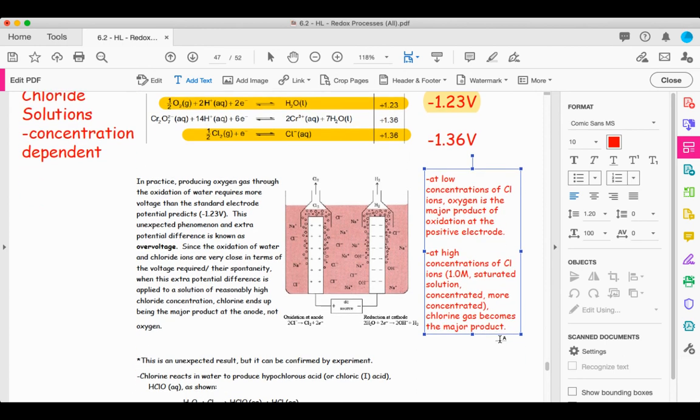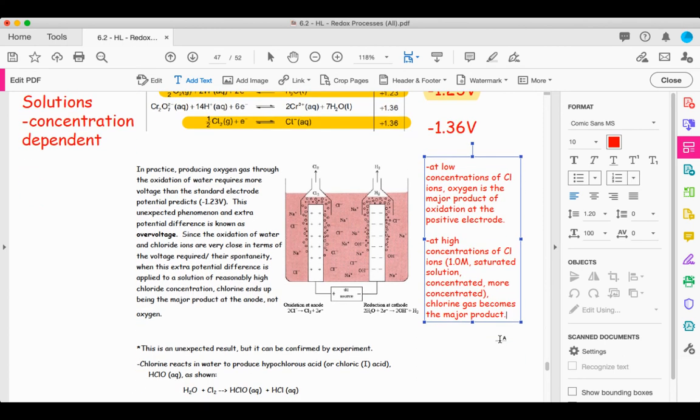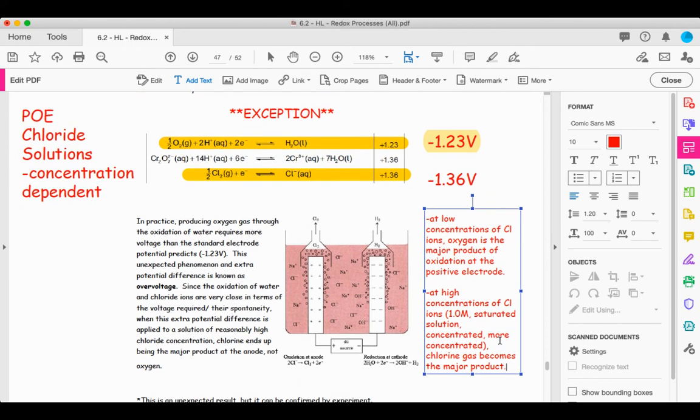So this is nothing that you should expect to happen based on our rules. It is an exception to the rule, as we've learned many exceptions in the past, and unfortunately, exceptions need to be memorized because they are exceptions, and they like to ask about this one. So you are going to be expected, whether it be paper 1 or paper 2, to know that if you have a solution with Cl- ions at the positive electrode for electrolysis, chlorine will be the major product, not oxygen.